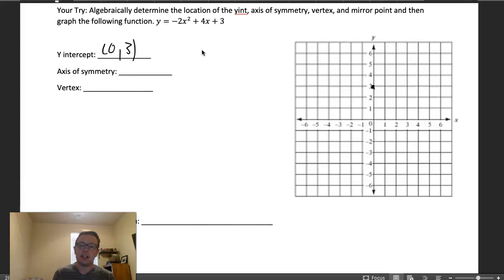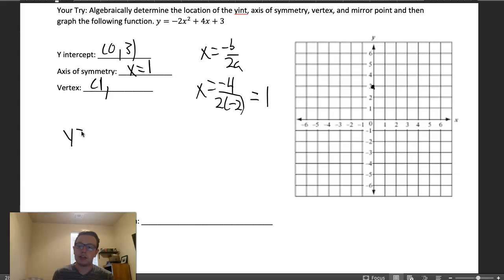Our axis of symmetry is going to be at the point x is equal to minus b over 2a. So this is going to be x is equal to minus 4 over 2 times minus 2, or this is going to be positive 1, meaning our axis of symmetry is at positive 1. And to find the vertex, we know the x value will be 1. The y value will be equal to, y is equal to minus 2 times 1 plus 4 plus 3. Or this looks like it'll be minus 2, so that'll be 2 plus 3, 1, 5 is our vertex.